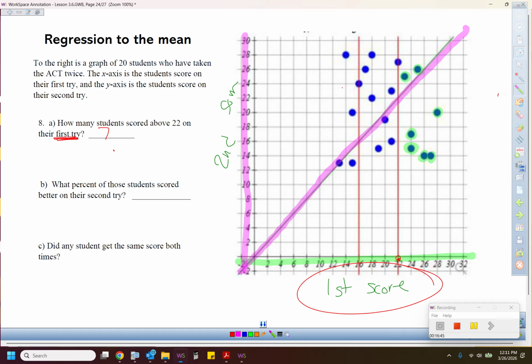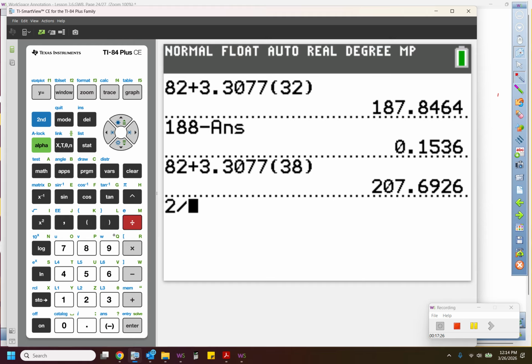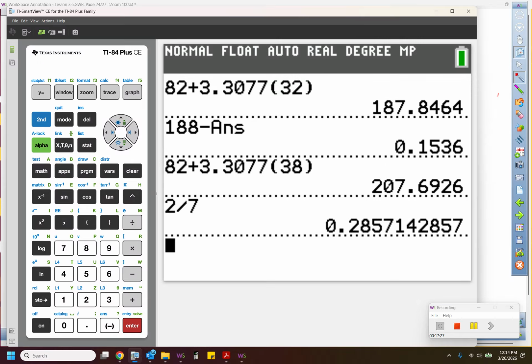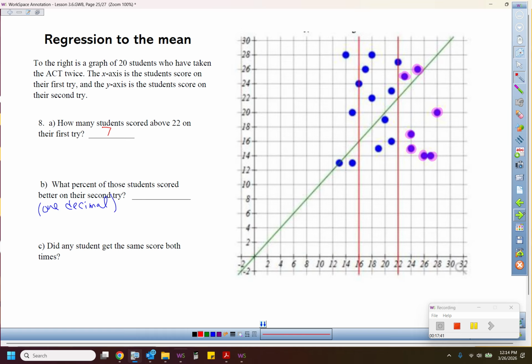So how many did better the second try? 2 out of 7. And we have to calculate that percent right there. So 2 divided by 7. They would like us to round to 1 decimal place on homework. I like the 29%, but we'll do 1 decimal place. So how about 28.6%? Are we okay with that? So it's a weird one to read, but because they did better the second time, they're above that green line right there. That is the line y equals x.